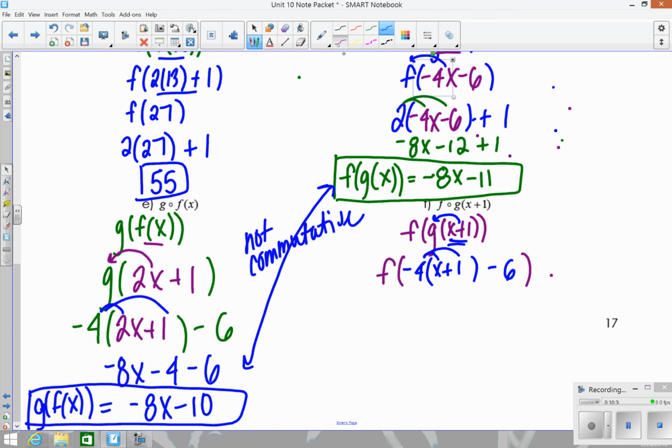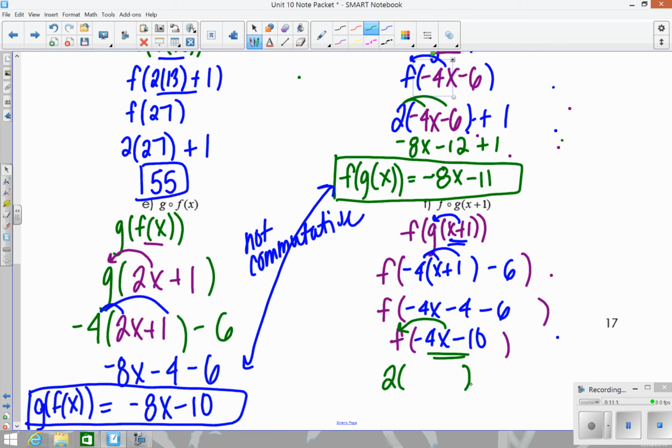And now we're going to simplify this stuff in blue here. I'm just going to carry down this f of, because I have to remember whatever I get out from g of x plus 1 needs to then go into the function f. So we get negative 4x minus 4 minus 6. So we end up with f of negative 4x minus 10. And now we're going to input that into function f. So this is all going into function f. So function f is 2x plus 1.